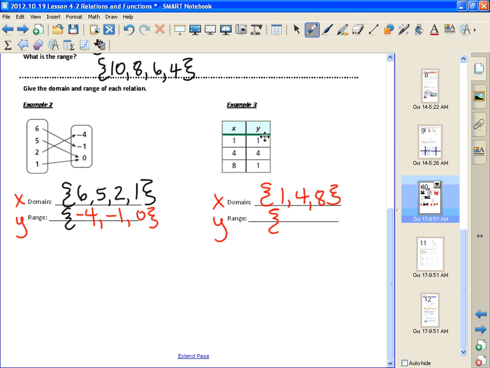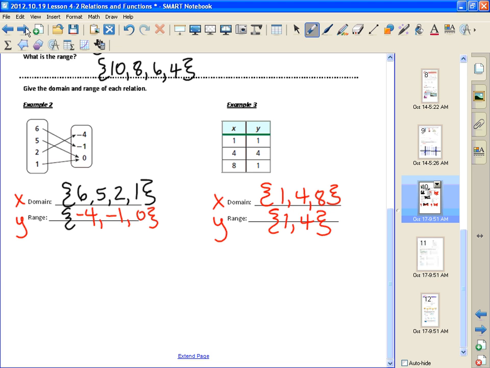Okay, so for the range, notice, oh, that's the worst bracket I've ever made. Notice we have 1, 4, and 1. But because that 1 repeats, I don't have to write it twice. Okay, you only have to write it one time. So I'm going to write 1 and 4 for my range. And then you would have like the 1 would point an arrow at the 1, and then the 8 would point an arrow at the 1. Like it would have 2 arrows pointing at it. You see what I'm saying?